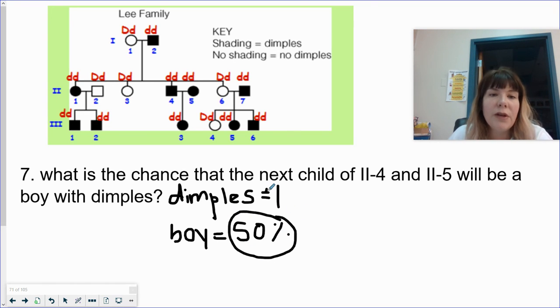Because no matter what, they're going to have dimples. It's just whether or not they have a boy or not. Okay, the boy is the chance here, the 50% chance. Dimples is 100% for sure because they both have the recessive allele.